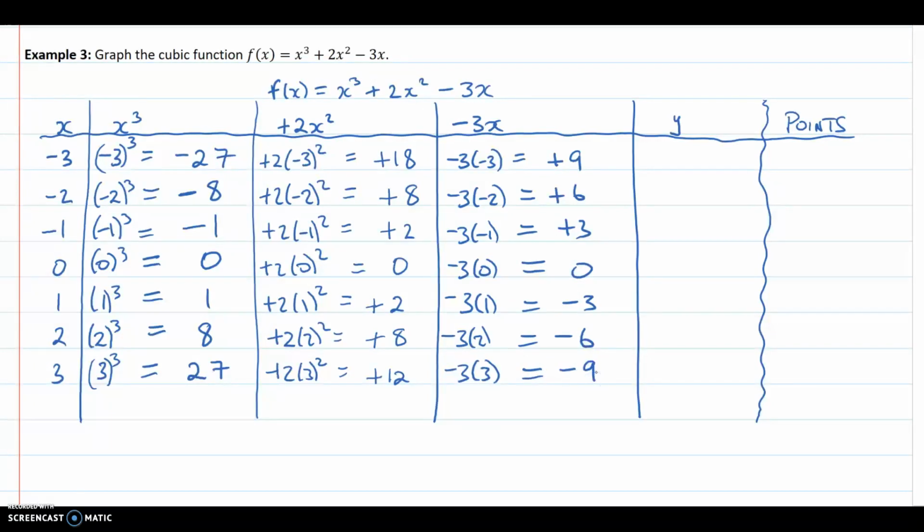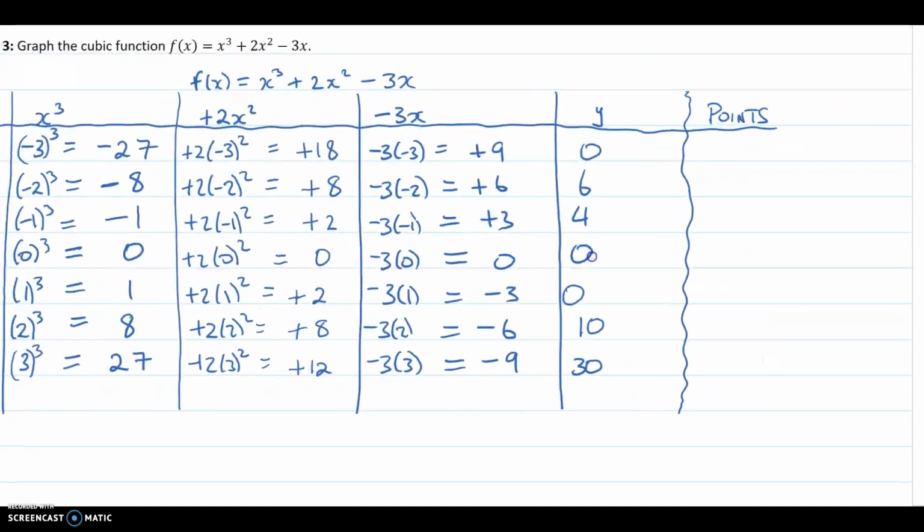Okay, now to figure out our y's, we take the 3 middle columns and we add everything together. So negative 27 and plus 18 plus 9 is plus 27, so negative 27 plus 27 is 0. The 2 column, negative 8 plus 8 is 0, plus 6 is 6. This column, 2 and 3 is 5, 5 take away 1 is 4. Here's just zeros. 1, 2, 3, take away 3 is 0. 8 and 8 is 16, take away 6 is 10, and 27, and 12 take away 9 is 3, so 3 plus 27 is 30.